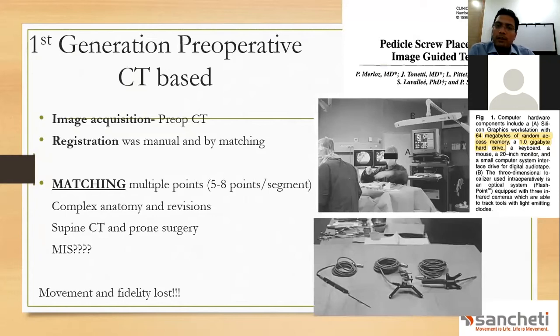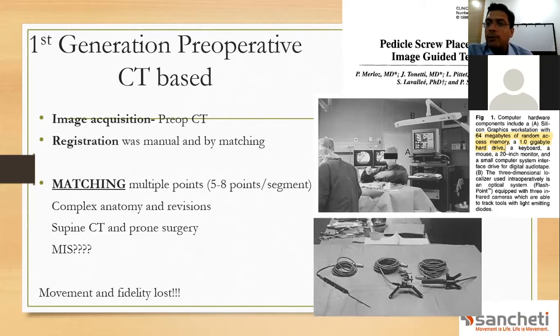So navigation was probably first introduced simultaneously by Merlot in the States, and in France also. This was done with preoperative CT. So the patient used to have a preoperative CT done. Those CT images were then fed into the computer system. You can really see that this was vastly different from current technology, because the graphics workstation had 64 megabytes of random access memory. Nowadays we see computer systems ranging from a minimum of 500 megabytes to a gigabyte, and the hard drive capacity then was 1 GB, and we now have hard drives with terabytes of capacity. The image acquisition was pre-op CT.